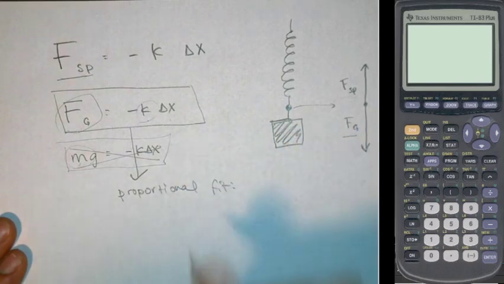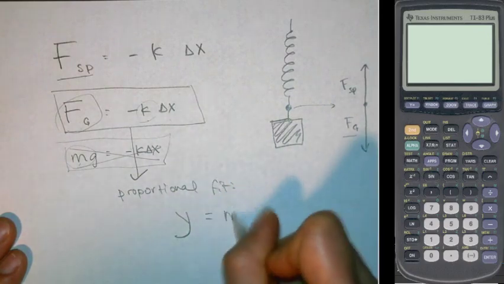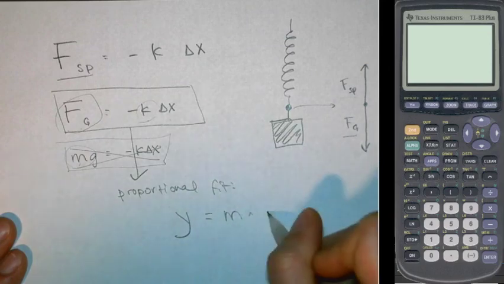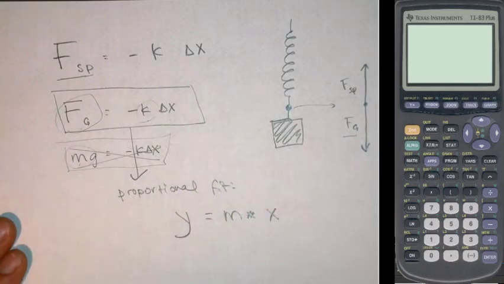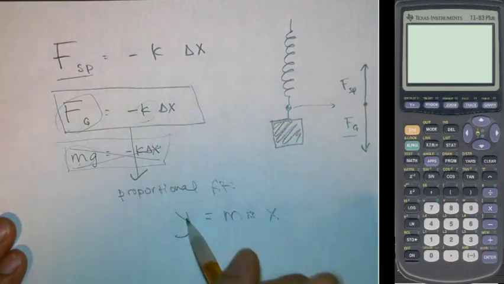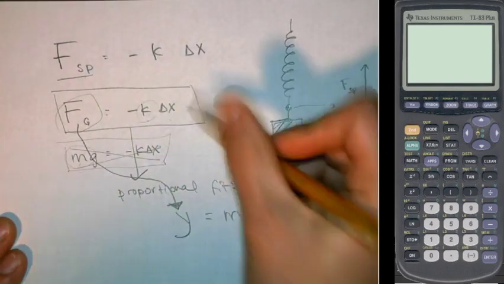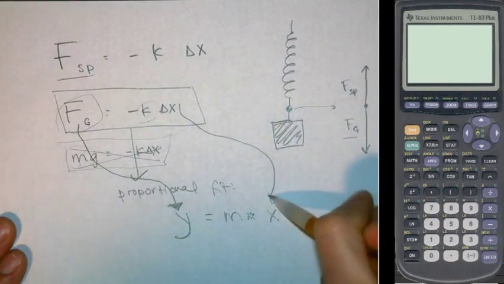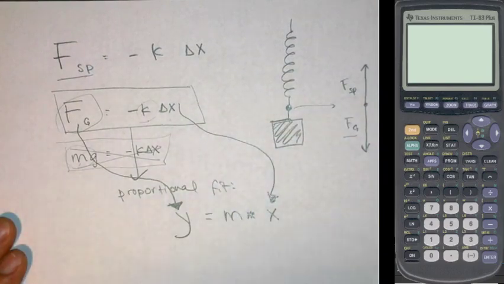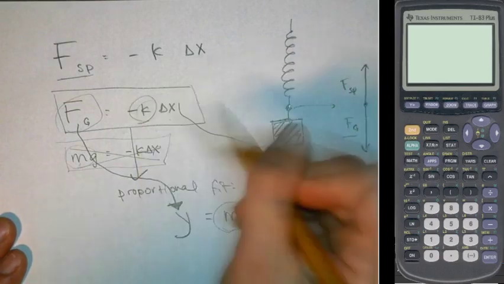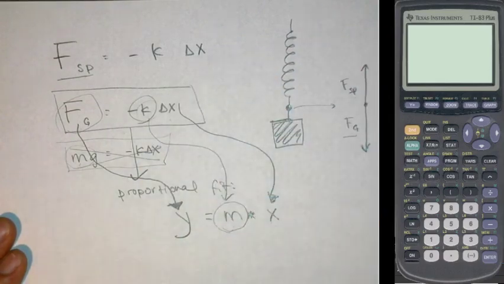And by that I mean a proportional fit says that what is plotted on the y-axis equals the slope m times what's plotted on the x-axis. All right, so if we plot the weight on the y-axis and we plot the displacement on the x-axis, as we just did, then the slope of a line that includes the y and the x data should be k. And that's what we have there.